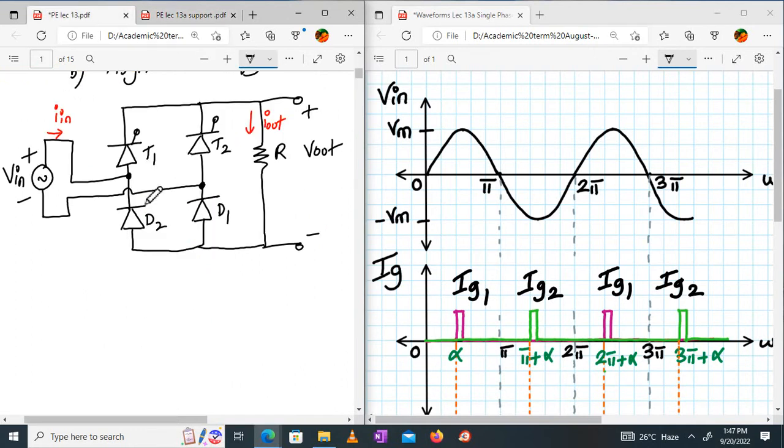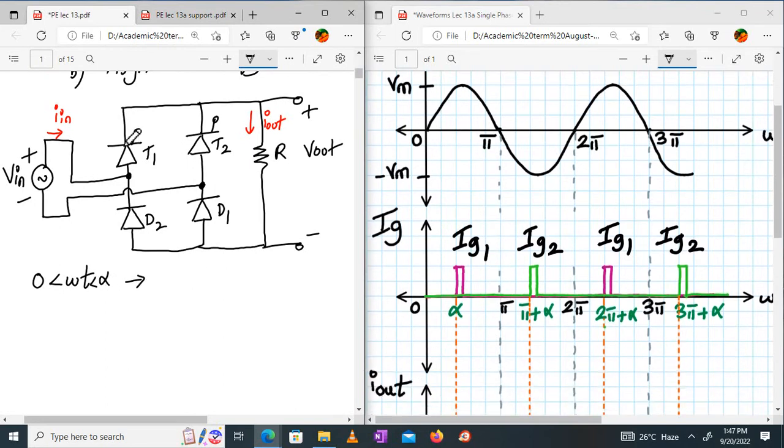Okay. Now, what happens between 0 to alpha? From 0 to alpha, which of these devices are on? D1 turns on. You have positive, negative here, so D1 will turn on. T1 is eligible to turn on, but it is off. So T2 and D2 are out of question. T2 and D2 will only be eligible to turn on during reverse bias, during the negative half cycle.